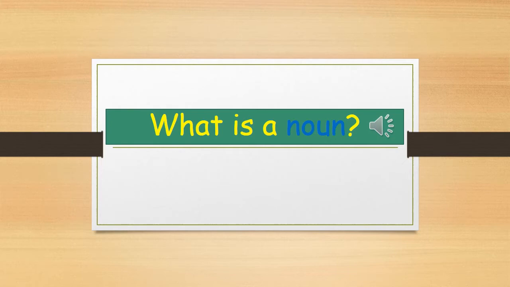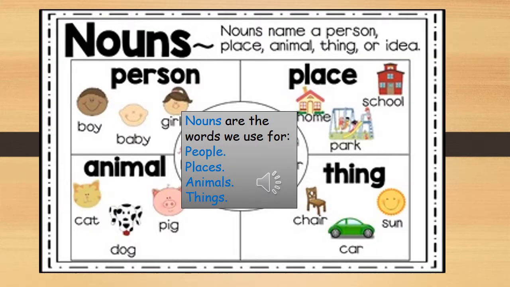Before we start today's lesson, first we'll need to review what nouns are. Do you know what is a noun? Alright, I don't know if you guessed it correctly, but let me tell you anyway. Nouns are the words that we use for people, places, animals, and things. And in early K3, we are learning that these are things that we can see and that we can touch.